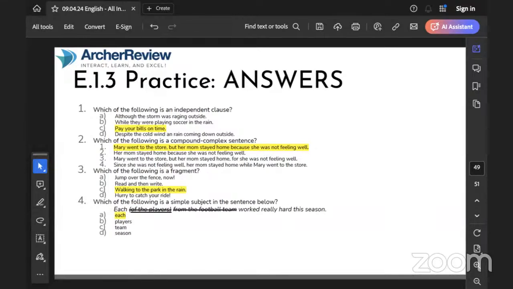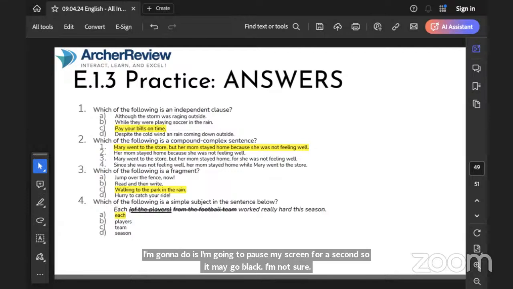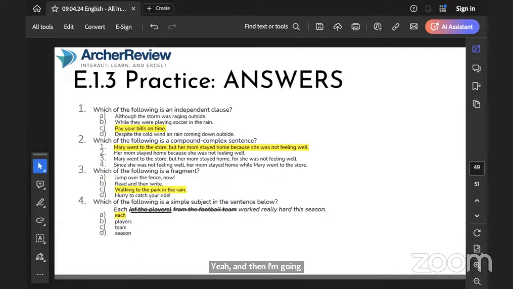All right, so what I'm going to do is I'm going to pause my screen for a second. So it may go black. I'm not sure. And then I'm going to upload our notes for the evening. Give me just 1 second. I won't mute myself so you don't think I've disappeared.